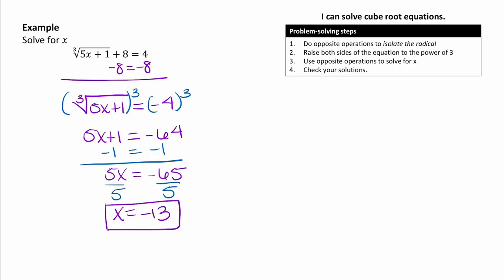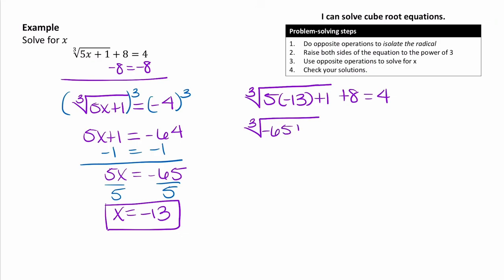So now what I need to do is make sure my solutions are correct. So what I'm going to do is go ahead and plug this negative 13 back into the original equation. So I have the cube root of 5 times negative 13 plus 1, and then plus 8 on the outside. I want to make sure that's equal to 4.